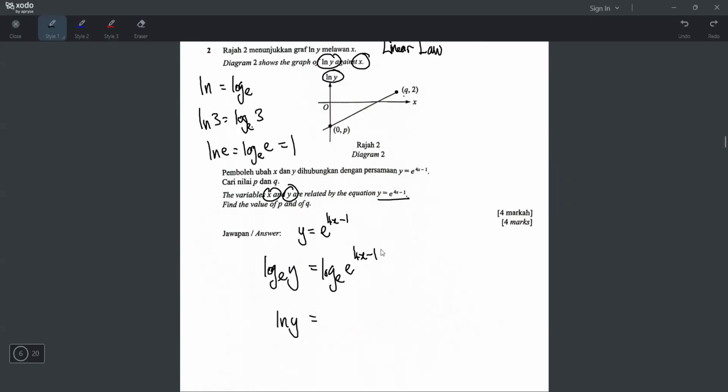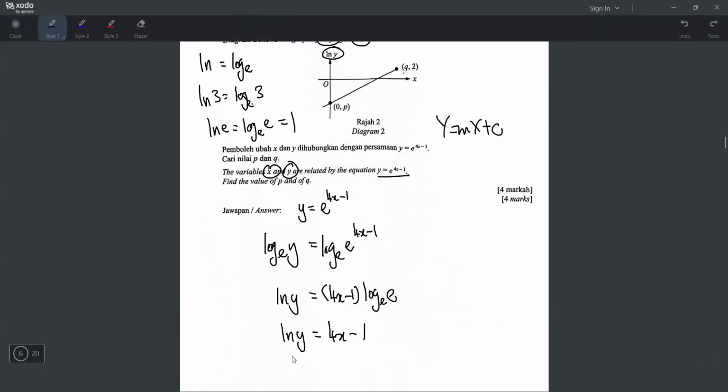And then what about here? Here you want it to be mx plus c because it's linear form, right? So what we can do is bring the power to the front. So 4x minus 1 can be brought to the front like this. And then here becomes log base e of e, and I told you log base e of e cancels to 1. So now we are just left with 4x minus 1, and the other side is just ln y. This is your linear form because it's already arranged nicely: y equals mx plus c.